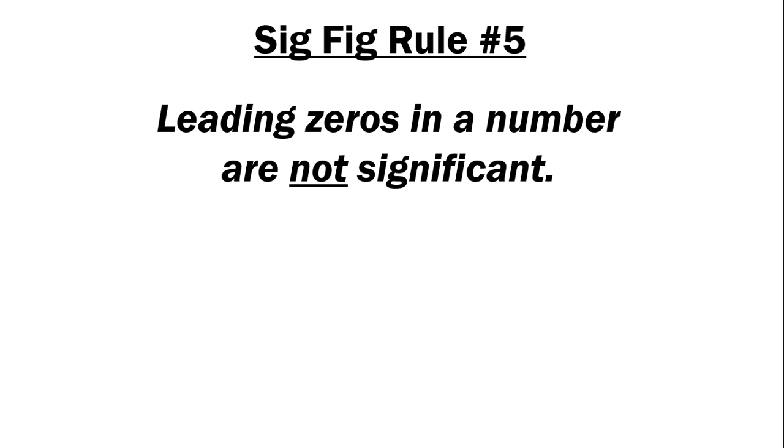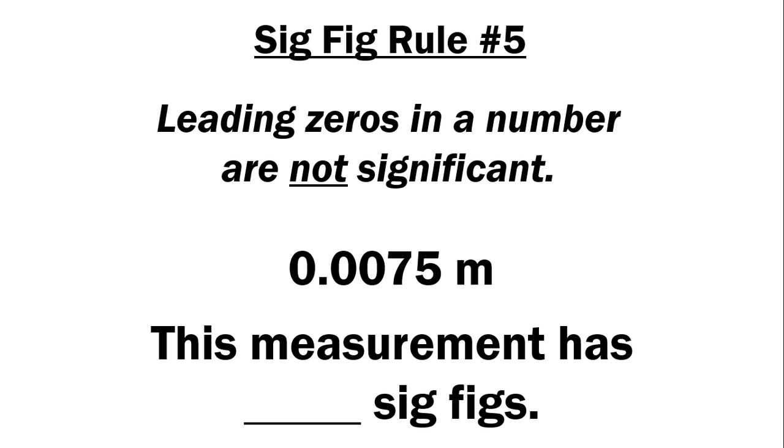And then finally, sig fig rule number 5, if there are any leading zeros in a number, so typically for a number that's less than 1, any leading zeros are not significant. In this case, 0.0075 meters has 2 sig figs.